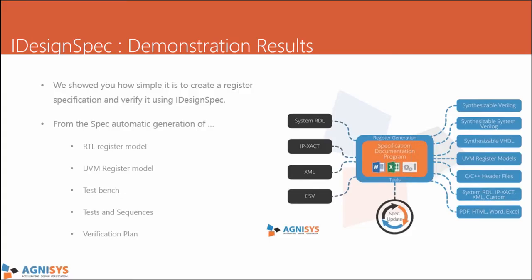So we showed you how easy it is to create a register specification and verify it using IDesignSpec. We saw how the spec can automatically generate RTL register model, UVM register model, test bench, tests and sequences, both positive and negative, and also create a verification plan. So IDesignSpec comprehensively not only creates the specification but also verifies it.